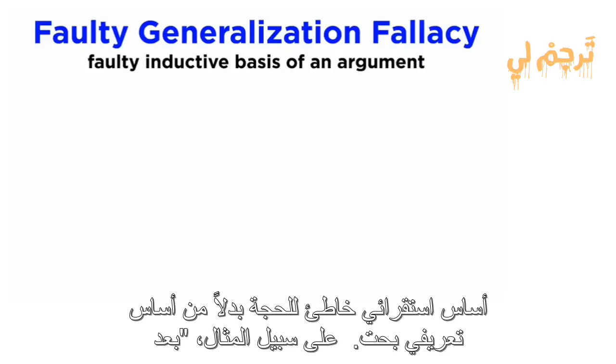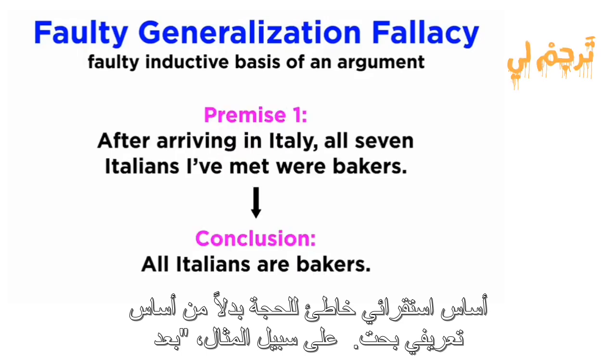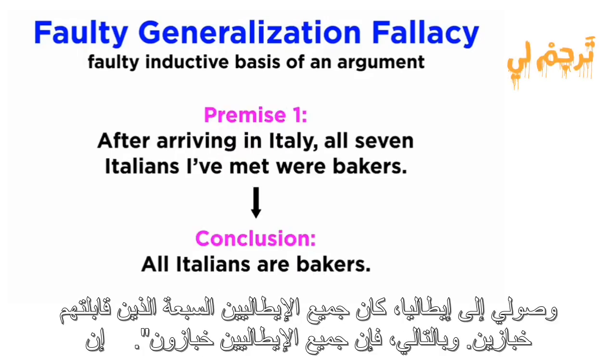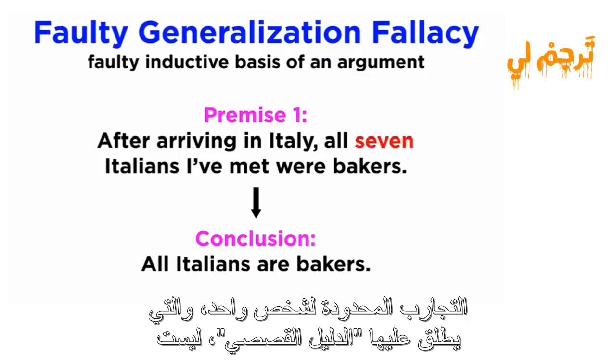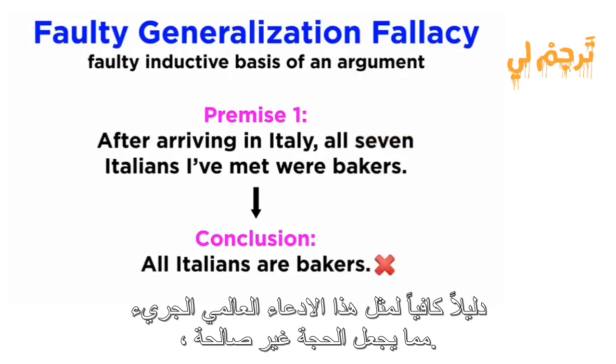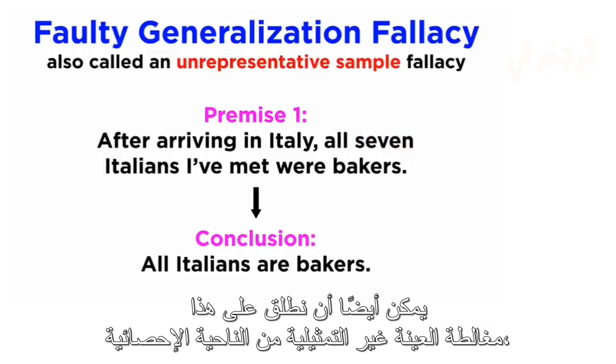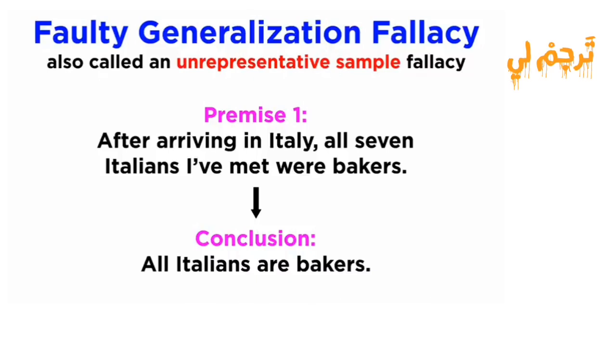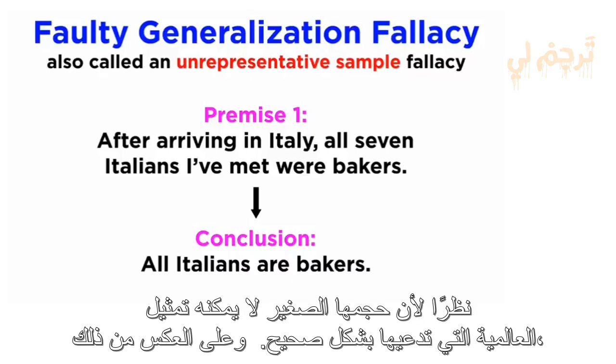There are also slightly different informal versions of this fallacy, such as the faulty generalization fallacy, occurring by a faulty inductive basis of an argument instead of a purely definitional one. An example would be, after arriving in Italy, all 7 Italians I've met were bakers, therefore all Italians are bakers. The limited experiences of a single person, what is called anecdotal evidence, are not proper evidence enough for such a bold universal claim, thus rendering the argument invalid.